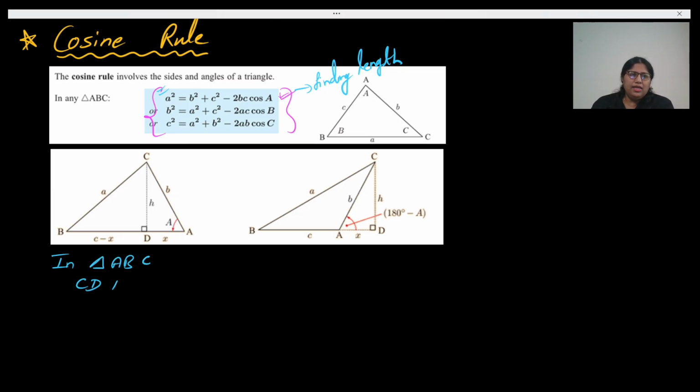If you see, CD is drawn perpendicular to AB, and we have taken CD as h. Now CD is dividing AB into two parts, because the total length of AB was c. So if I consider this part as x, the remaining length is going to be c minus x. Now, when do you get squares in a right triangle? If you see, CD is perpendicular, so you are getting two right triangles here.